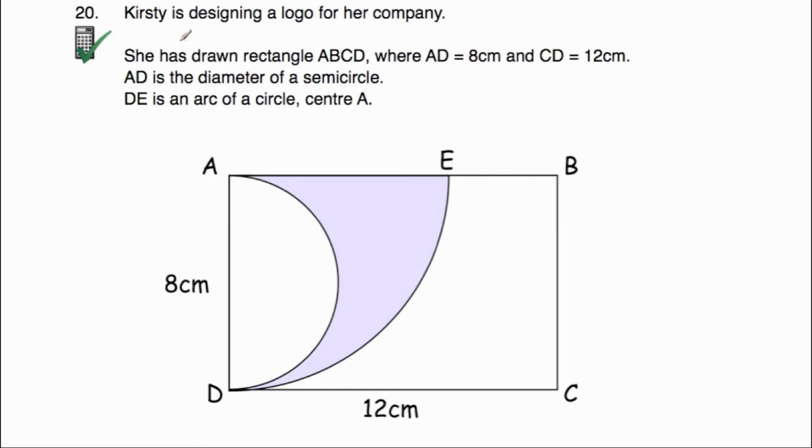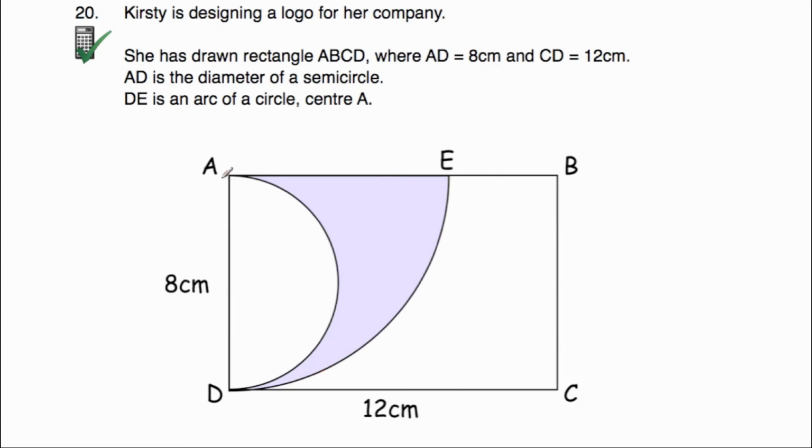So question number 20 says, Kirsty is designing a logo for her company. So this is her logo. It looks like a rectangle with like a tornado or something coming out of it, twister, I don't know. Okay, so we've got this logo for her company, which has this lilac or shaded region and the white region as well.